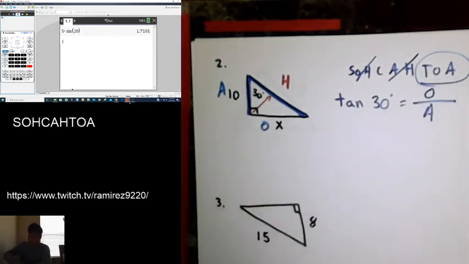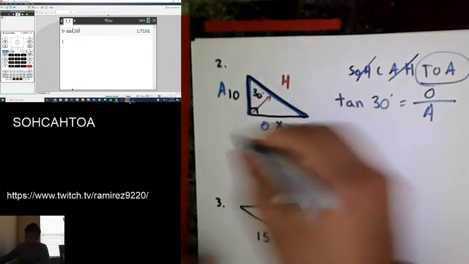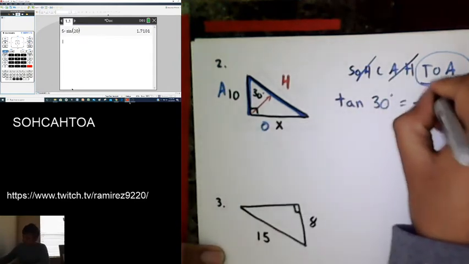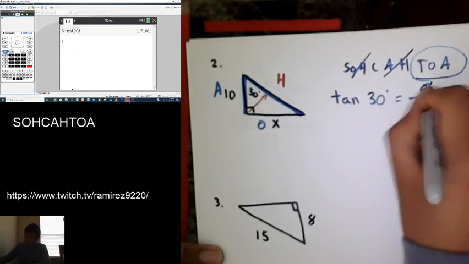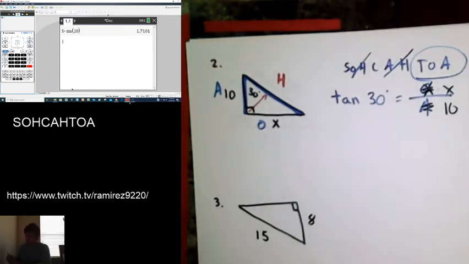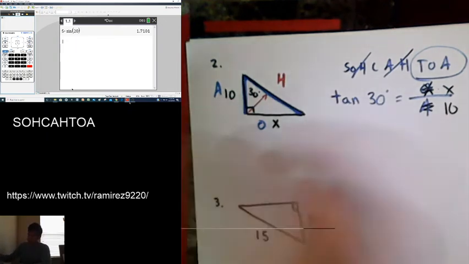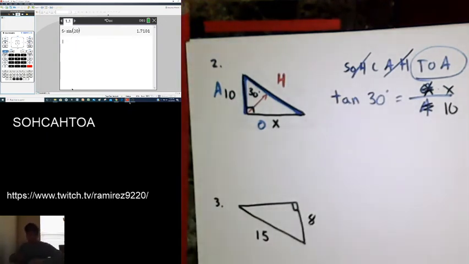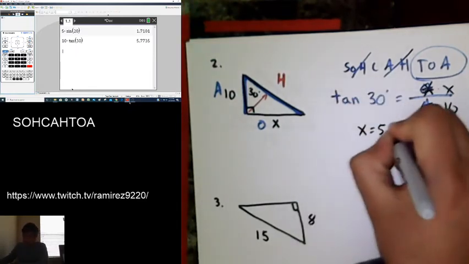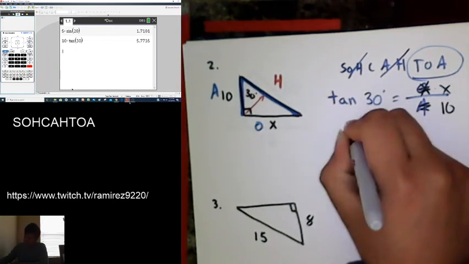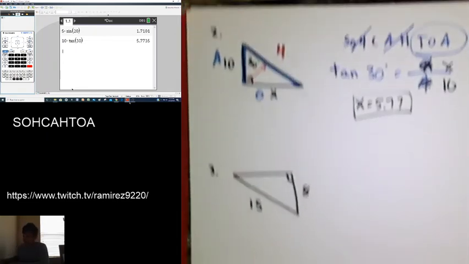And O, we already know it to be X. I'm just going to put an X here. And A, we already know it to be 10. Should have put the actual numbers instead. So X and 10. So again, we just solve it. We have to multiply, that's it. So it's 10 times the tangent of 30. So we know that X is equal to 5.77. And that's it. All right, let's go on.